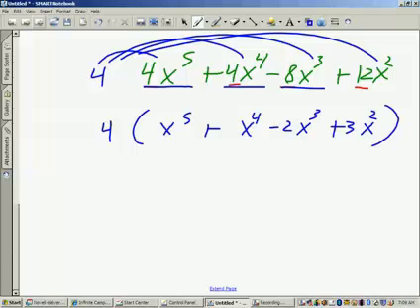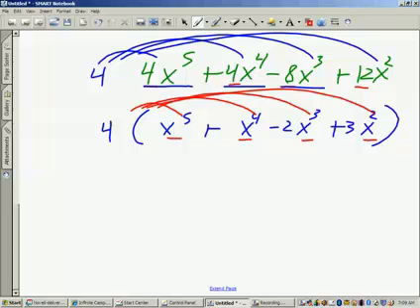Good. Now after you're done there, let's look at the variables. And I just have x's here. You can have multiple variables, but we're just dealing with one variable here, x. So you go through, and then let's look at how many x's we have. Here we have 5, here we have 4, here we have 3, and here we have 2. So the lowest number of x's there are is 2. So we can pull a total of 2 x's from each little expression here. So I'm going to pull 2 x's from each of these. So I'm going to pull an x squared out from each of these.